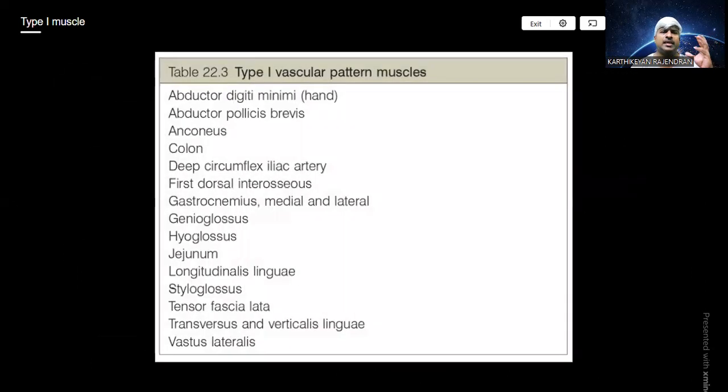Coming to the examples, a lot of examples are given: abductor digiti minimi in the hand, abductor pollicis brevis, uvula, colon, deep circumflex iliac artery, first dorsal interosseous, gastrocnemius medial and lateral, genioglossus and hyoglossus, jejunum, longitudinalis linguae, styloglossus, tensor fasciae latae, transversus and verticalis linguae, and vastus lateralis. So these are all type 1 muscles.